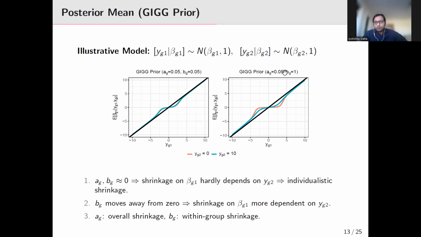For the second plot, where beta_g is 1, which is going away from 0, the shrinkage profiles begin to differ. Here, if y_g1 is small and the second observation is also small, then you have a stronger shrinkage profile. The mean will be shrunk to 0 for a larger range compared to when y_g2 is equal to 10, where it will be shrunk for a smaller region. So roughly speaking, A_g will control overall shrinkage, and B_g will control within-group shrinkage.